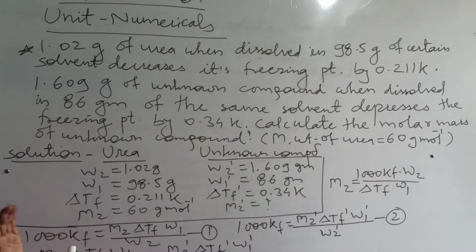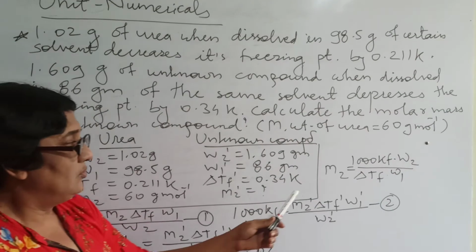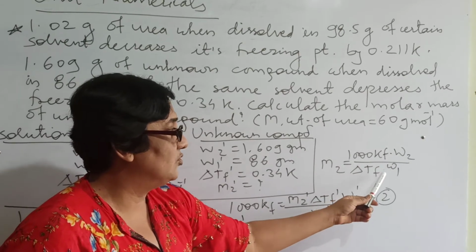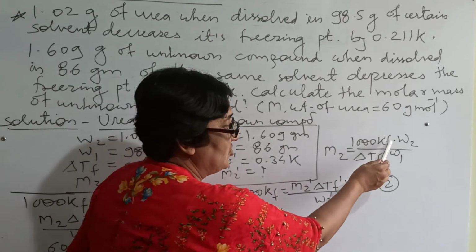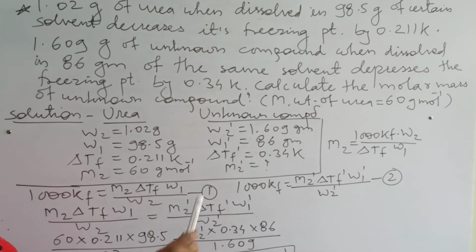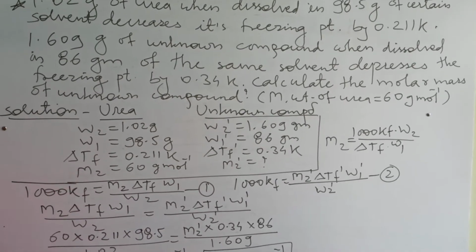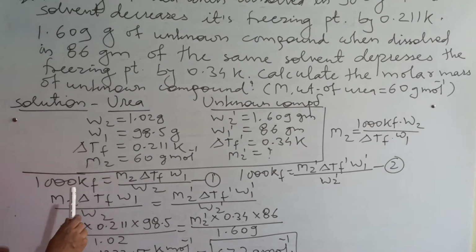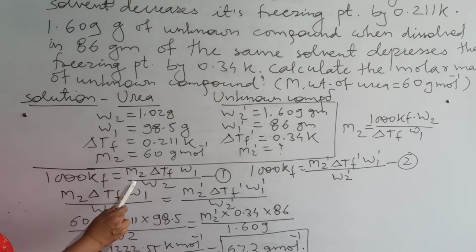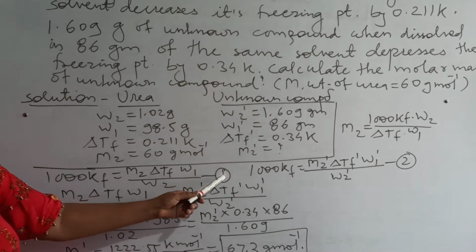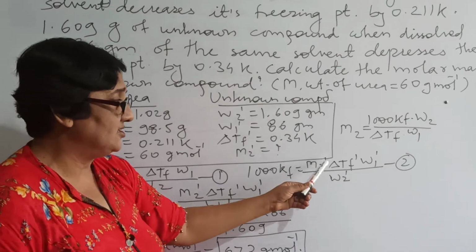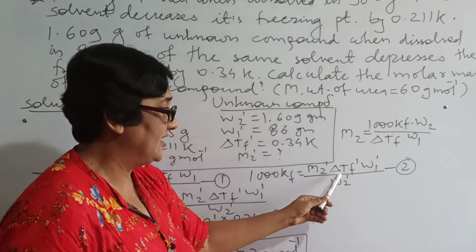So you have to equate the two equations. Now what is the formula? M2 equal to 1000 Kf into W2 divided by delta Tf into W1. Here Kf is constant and 1000 is common. The remaining values are different in the two cases. So two equations you can write like this. 1000 Kf equal to M2 delta Tf W1 divided by W2. This is equation 1. In the same manner, write down equation 2. 1000 Kf equal to M2 dash delta Tf dash W1 dash divided by W2 dash.